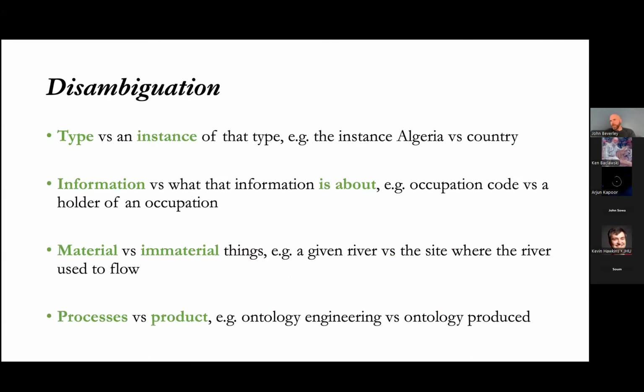This disambiguation, though, let me highlight some of the things that I see very commonly conflated in data. So obvious, I like to say, so obvious that you will forget to encode it. Types versus instances. These examples, by the way, are real world. I've seen this: Algeria is not a class, but I've seen it represented as one. Information versus what information is about.